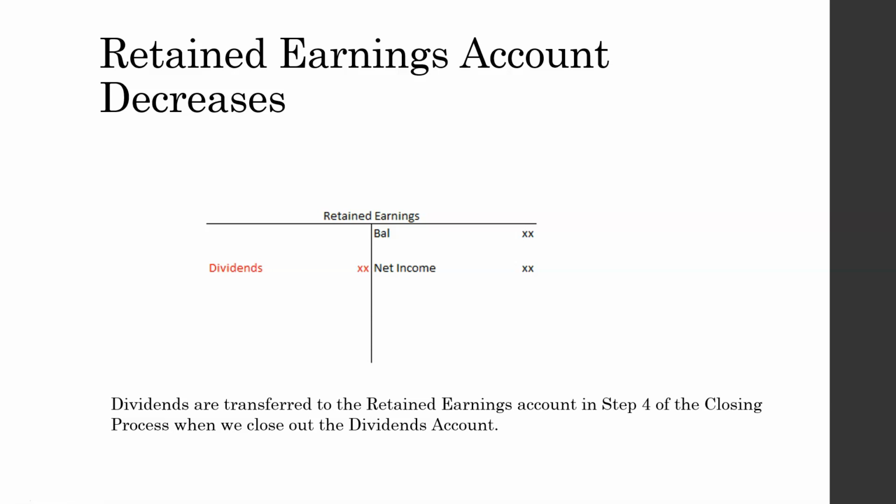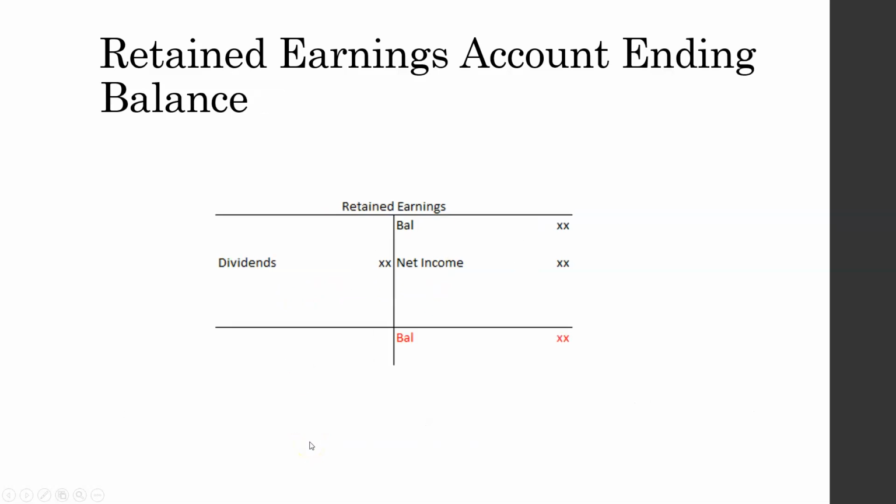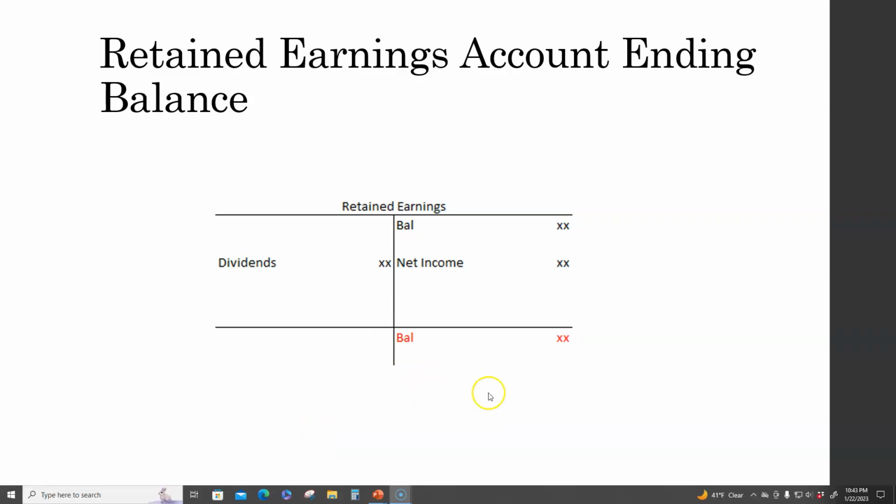So now to recap, you've got your beginning balance, which is a credit. Increases occur on the credit side, which is net income, decreases on the debit side, which is dividends, and that'll give you the ending balance of retained earnings, which is a normal credit balance.